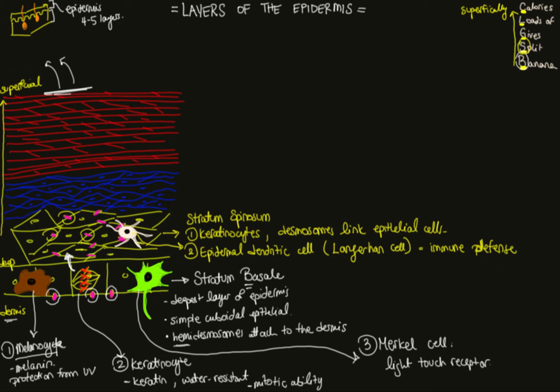Now let's make our way up to look at the third layer of your epidermis, and this is going to be stratum granulosum. This layer consists of 3 to 5 layers of keratinocytes. So here we have multiple layers of flattened cells, so we refer to this as stratified squamous epithelium. And this is where the process of keratinization occurs.